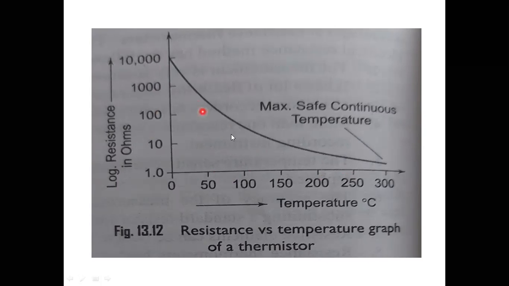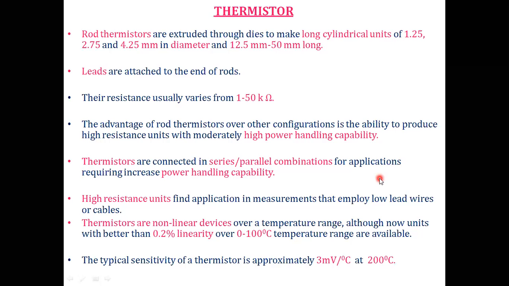By increasing the temperature, the resistance decreases. At 300 degrees centigrade, the resistance is very small, between 1 and 10 like that. This is the graph for the thermistor. This is the maximum safe continuous temperature. Up to 300 degrees centigrade, we can measure accurate values for the thermistor.